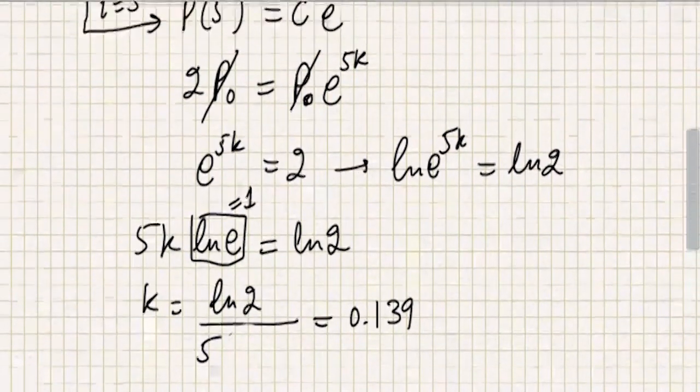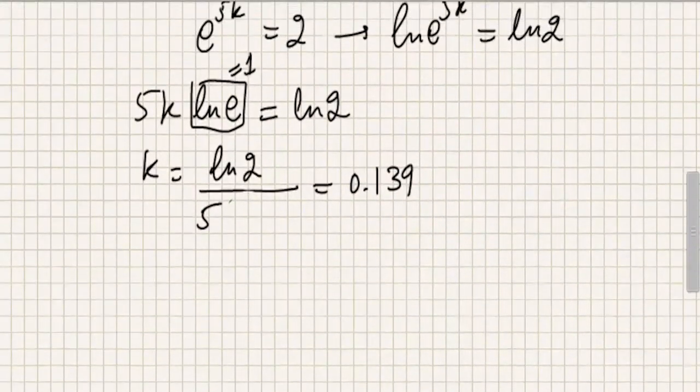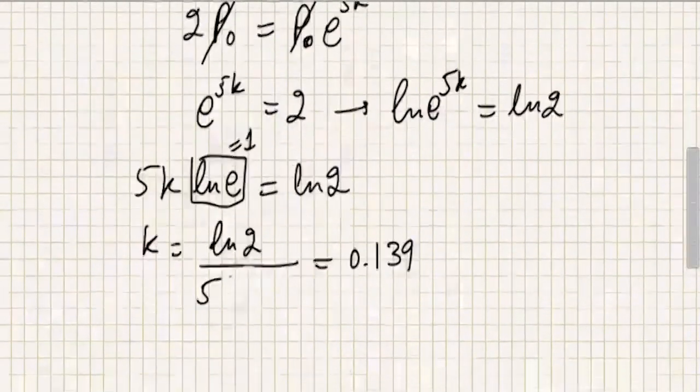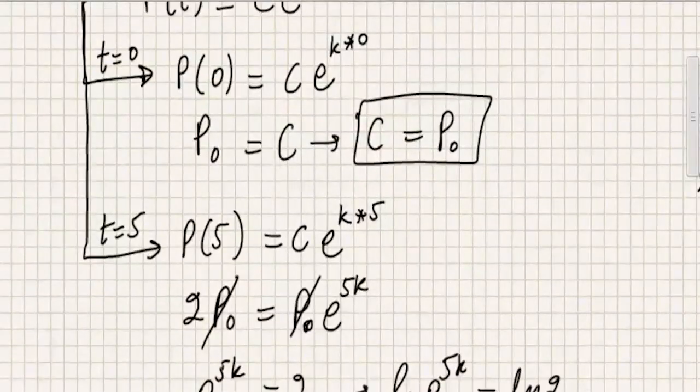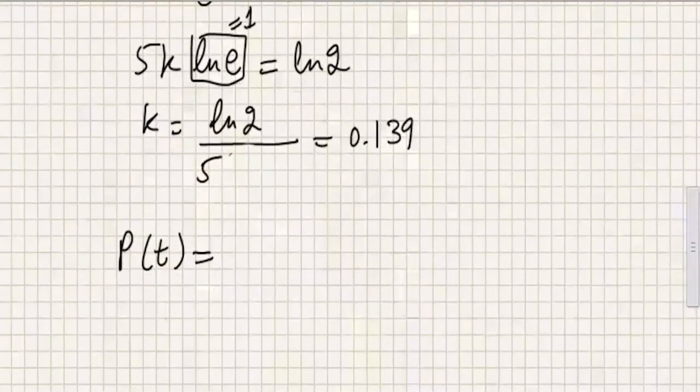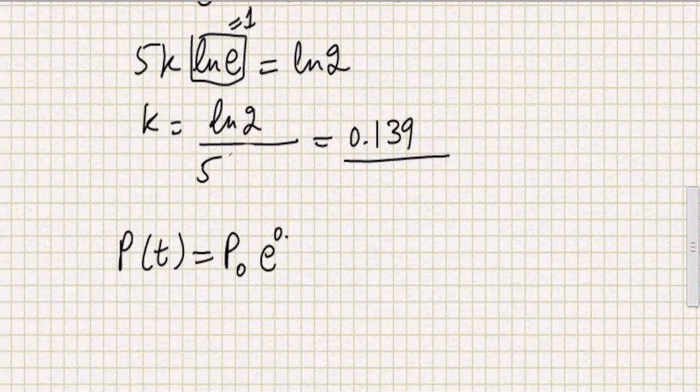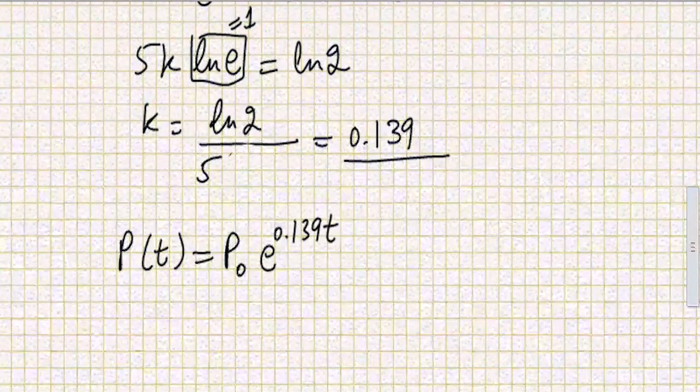So the answer to this will be 0.139. Now we can use this value of k in the general solution, and we get a particular solution, and that will be P of t equals, now the value of C we found to be P0, so P0 e to the power kt. And k we just found out to be 0.139, and here it will be t.